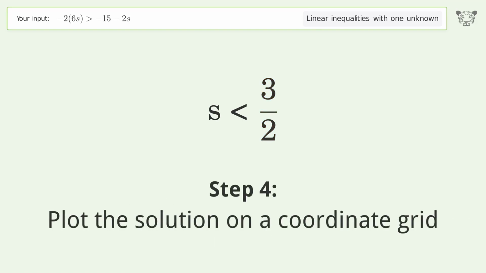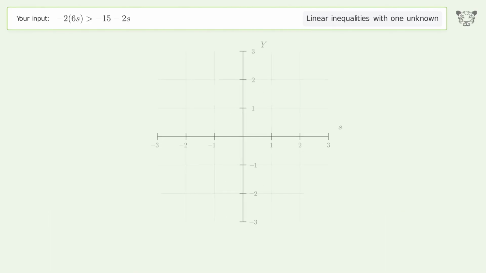Plot the solution on a coordinate grid. And so the final result is s smaller than 3 over 2 smaller than 11 over 2.